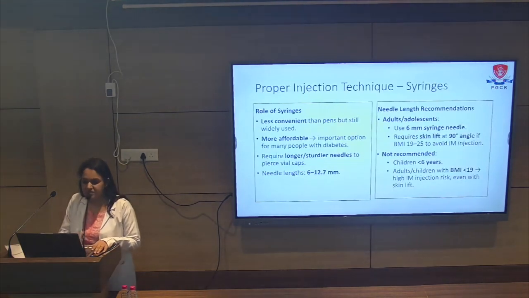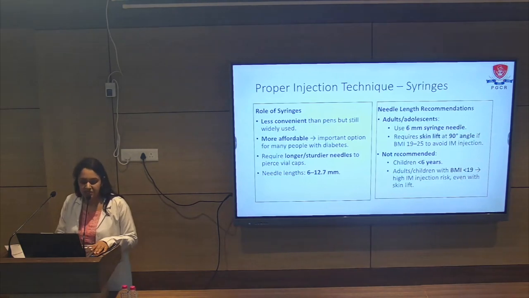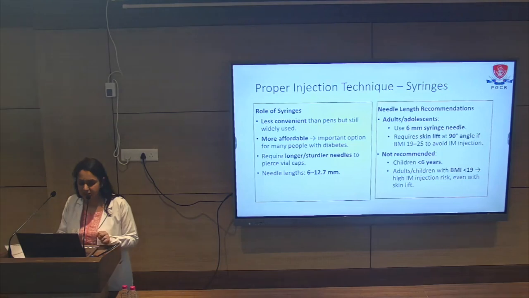Now, if the patient is using syringes, they are less convenient than pens, but they are still widely used as they are more affordable. But we require longer or sturdier needles to pierce the vial caps. So the needle length is around 6 to 12.7 millimeter. Needle length recommendation for adults is we can use a 6 mm syringe needle.